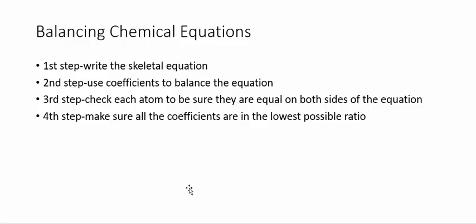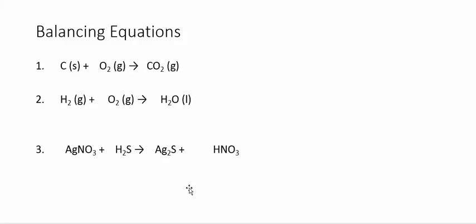So the first step when we have a chemical equation is to write the skeletal equation. What are the formulas for the reactants and products? Then we're going to use coefficients to balance. Then we would check to make sure they're balanced on both sides. And then finally make sure all coefficients are in the lowest possible ratio. If you can reduce, reduce.